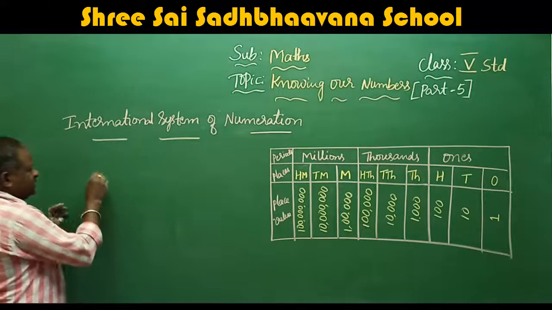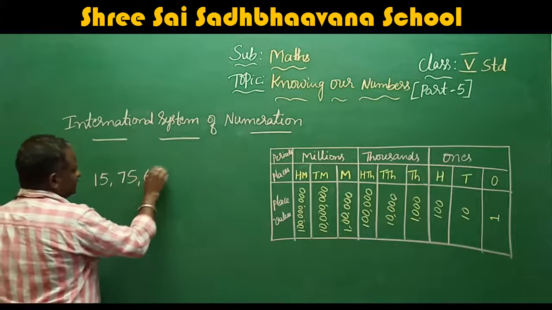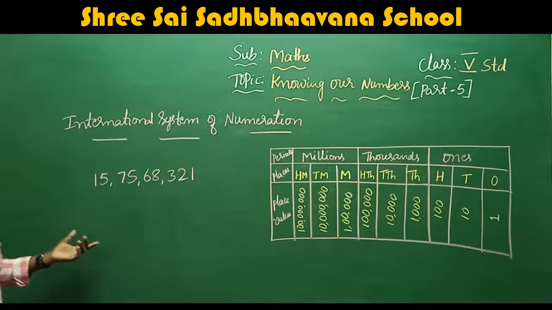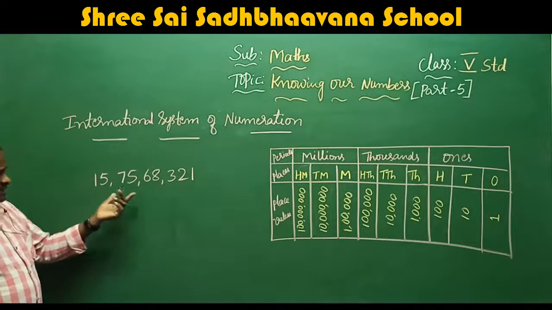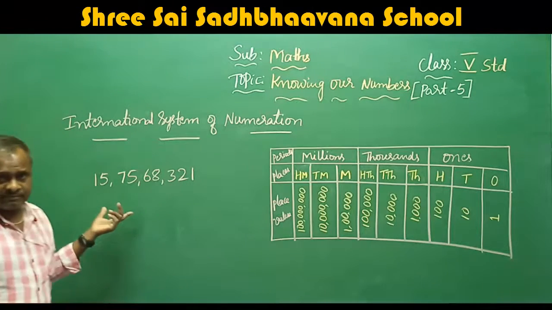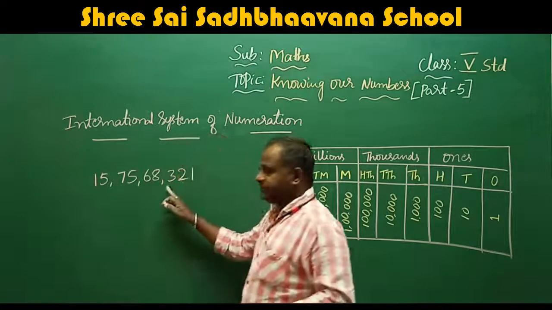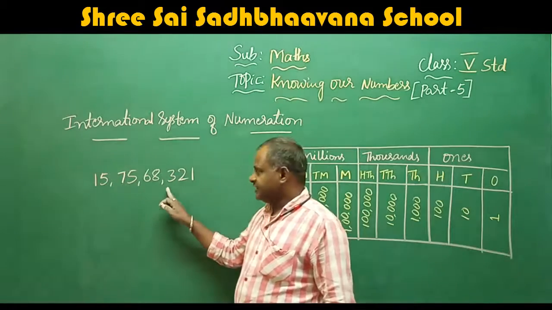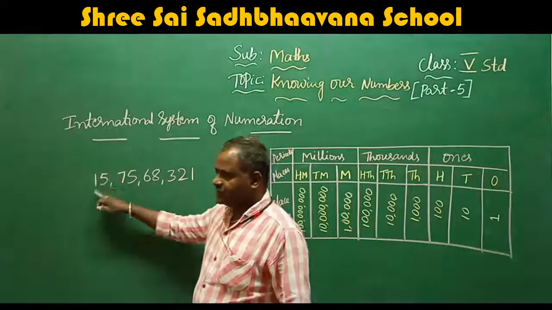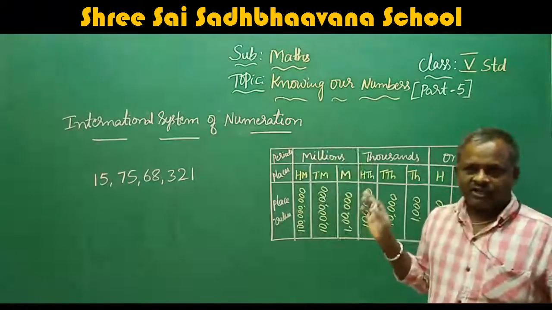For example, this is the number. How will we read it in the Indian system? 15 crore, 75 lakh, 68,321. Here we first mark 3 places, next 2 places, and next 2 places, and put the comma. But in the international system, we can't do it like this.